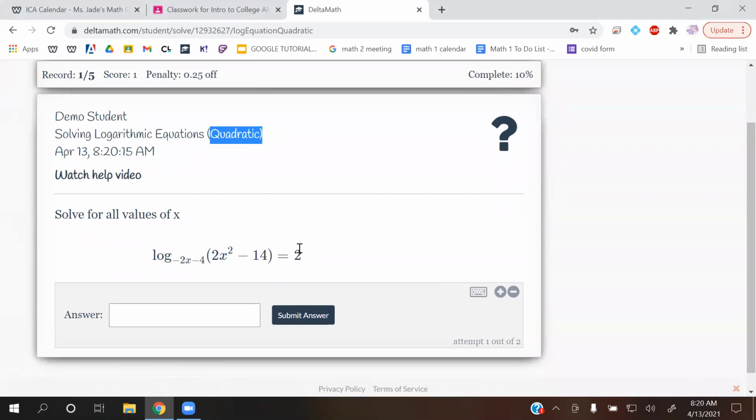So you're going to pretty much be raising everything to the power of 2 and then bring everything to one side, do your x factor method, get your answers. But let's do this example as well. Okay, so we have a base of -2x minus 4. I'm going to write that higher this time.